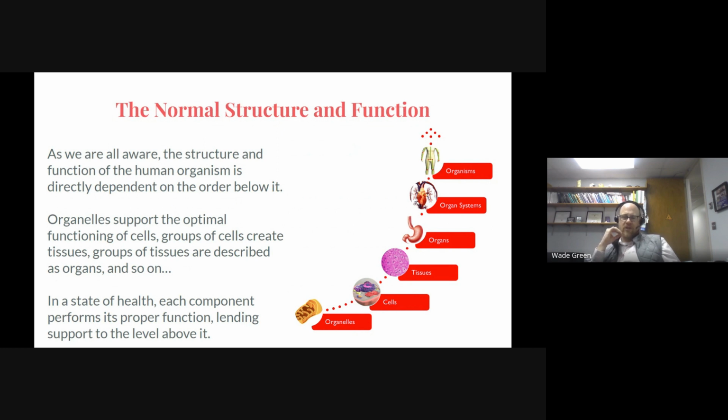It's really important to note, though, that in a state of health, each of these components performs its proper function to support the level above it, right? So every single cell, organelle, and tissue in the body has both a primary and a supportive function, and we're not necessarily going to get into the weeds on that right now. But when we are functioning in a state of homeostasis, in a state of health or wellness, all of these components are functioning in unison, each one contributing to the system above it for optimal function, right?